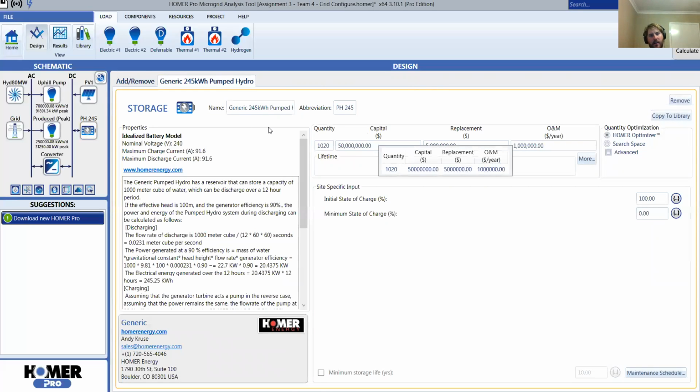The next one is storage. To make this 250 megawatt hours, you need this amount of quantity.